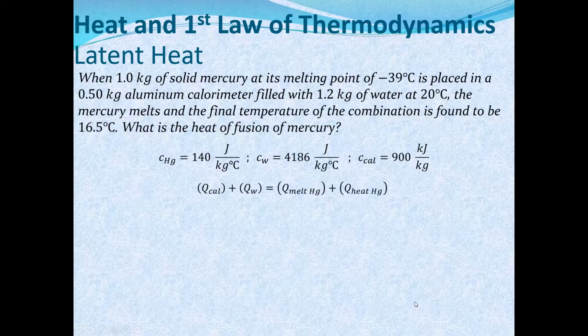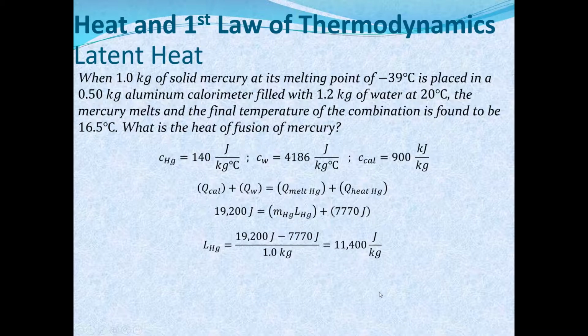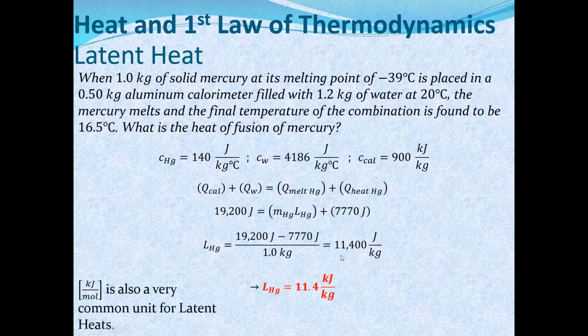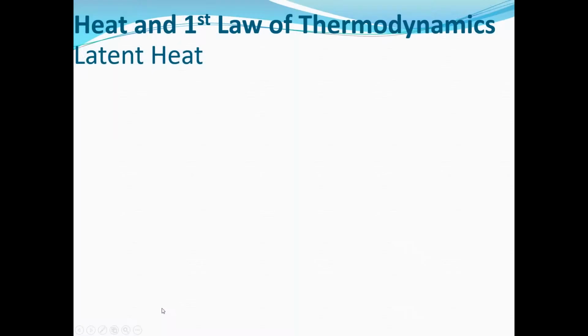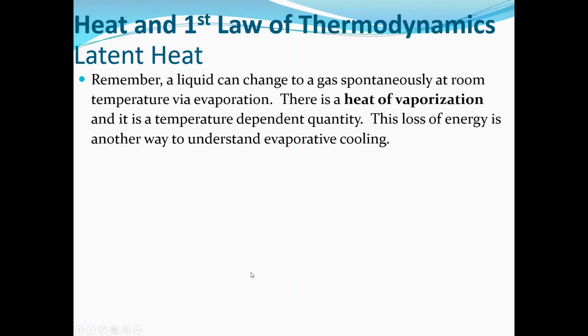Taking all these components together and then solving for the latent heat, we end up finding that the latent heat has to be 11,400 joules per kilogram. Or another way of writing it is 11.4 kilojoules per kilogram. Sometimes you might also see kilojoules per mole as another unit for latent heat.